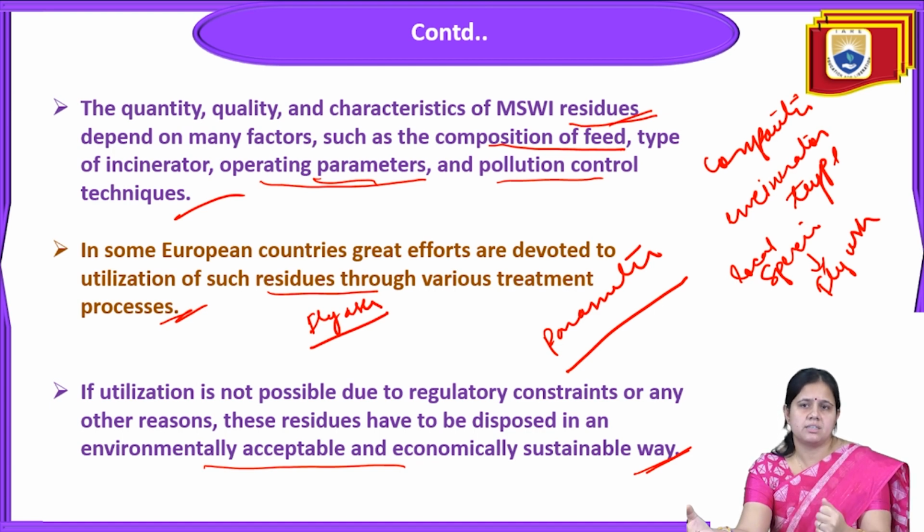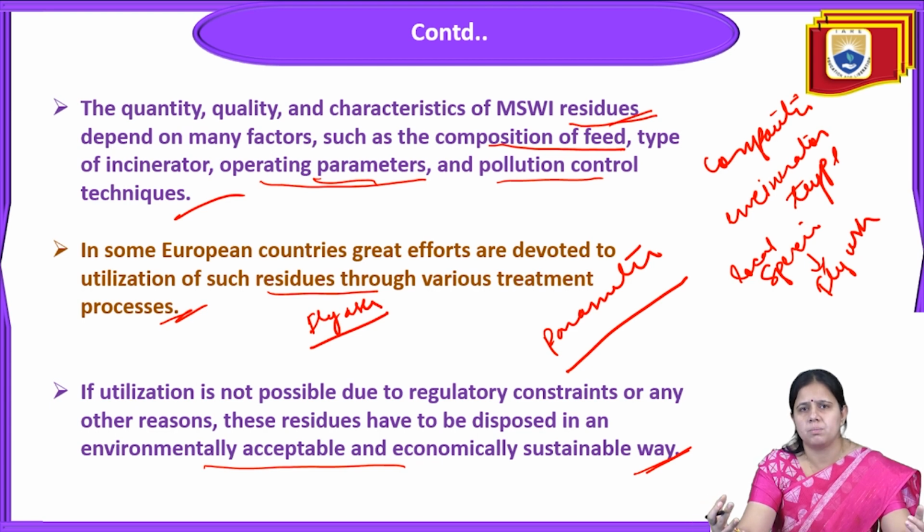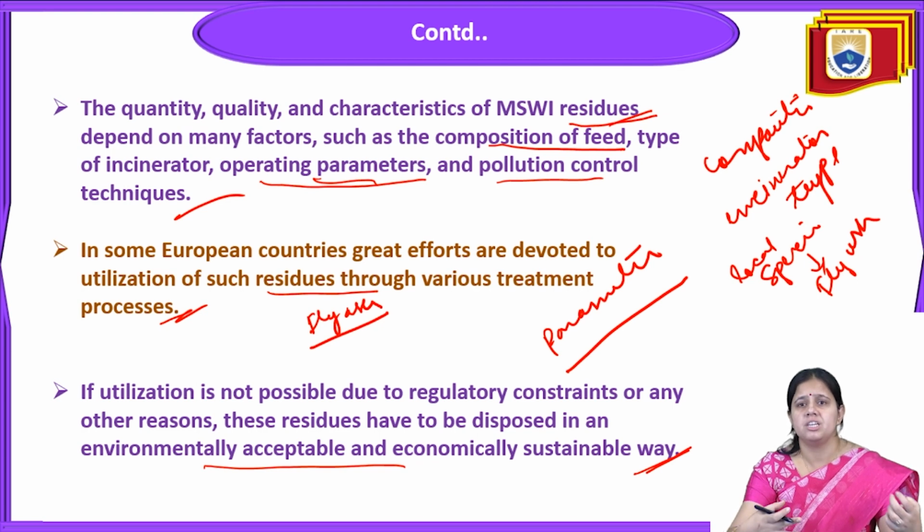As has been said, if utilization is not possible due to some regulatory constraint or other reason, this residue has to be disposed of in an environmentally acceptable and economically sustainable manner. So utilization of fly ash by the process of phytoremediation in agriculture fields can be an economical and sustainable way to clean it out and utilize it in an agriculture field or some garden. The utilization of fly ash is very much required because it is a need of the present generation.